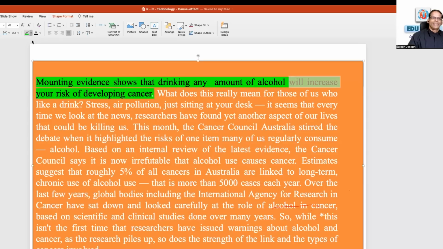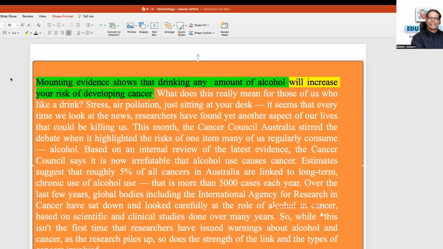Is it a fact or an opinion? Fact. It's a fact, because opinion means you will have "I believe," "I think," "probably," "perhaps," "may."